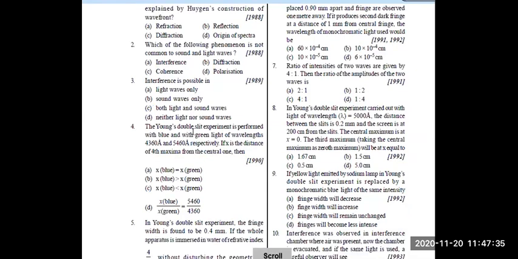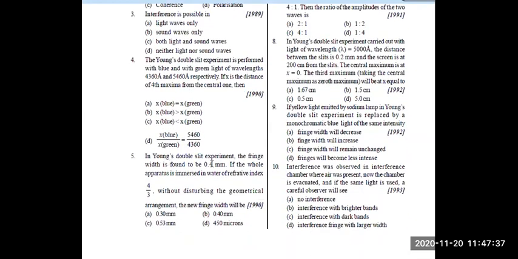Fifth one. In YDSE, the fringe width is found to be, okay, fringe width given. If whole apparatus is immersed in water of refractive index 4/3 without disturbing the geometrical arrangement, the new fringe width will be, tell me.